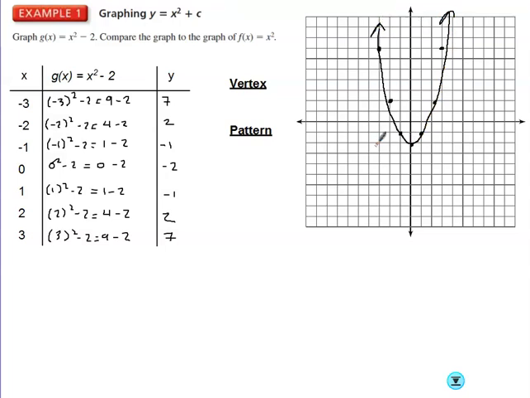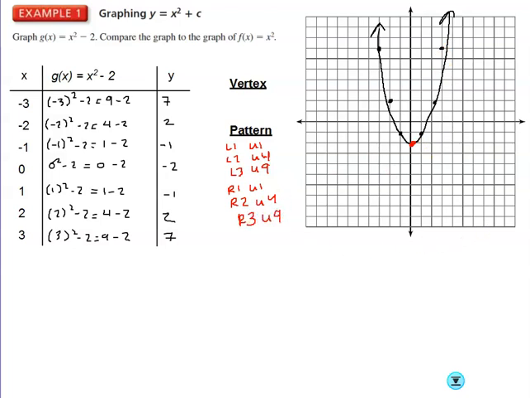Now my pattern, if I start at the vertex, is left 1, up 1, left 2, up 4, left 3, up 9, and then back to my vertex on the right, right 1, up 1, right 2, up 4, and right 3, up 9.